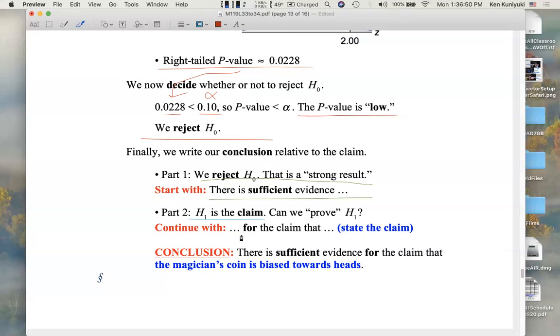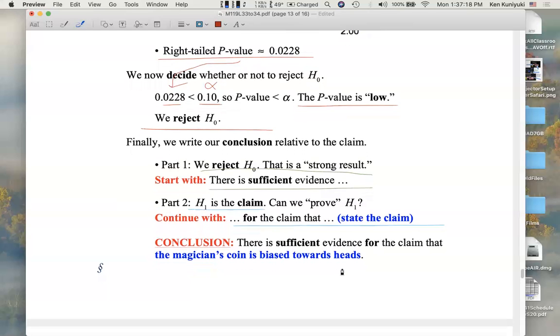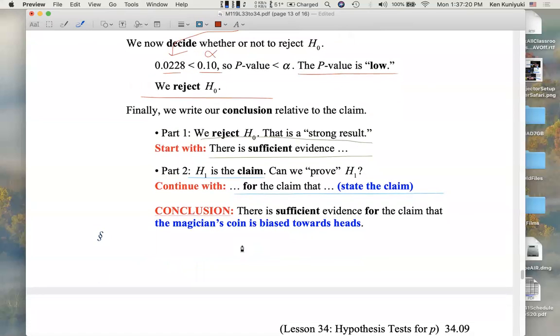You're wondering if the drug works for the claim that the magician's coin is biased towards heads. Remember, the coin came up heads 60 times out of 100. There is sufficient evidence for the claim that the magician's coin is biased towards heads. So the 60 heads, biased enough. The sample results are biased enough. So we're concluding that, hey, there's sufficient evidence that, in fact, the coin is biased towards heads.